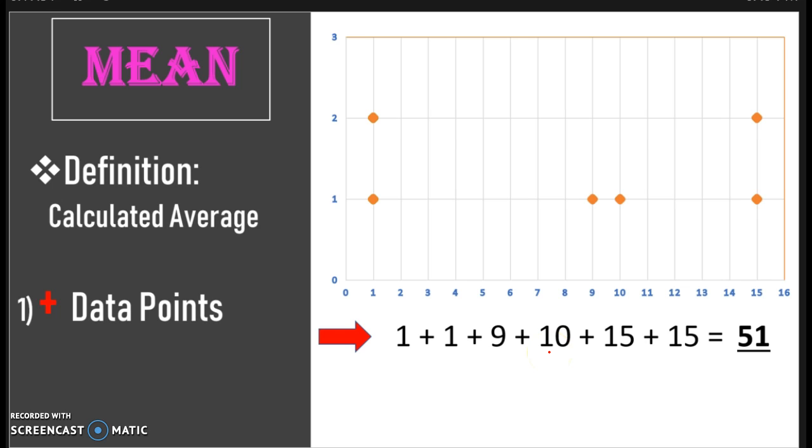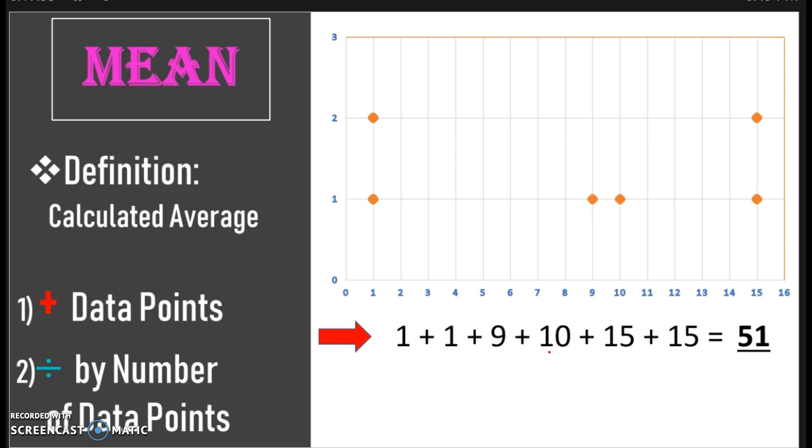The second thing we do is then divide by the number of data points. So I would then take and count how many data points I have. 1, 2, 3, 4, 5, and 6. So it would be 51 divided by 6. 51 being how much all of these add up to, divided by the total number of data points. When I do that, I get 8.5, which is the mean or the average of all the data points.